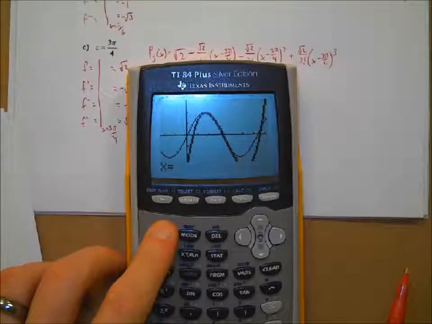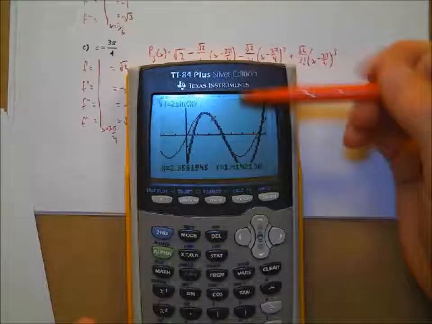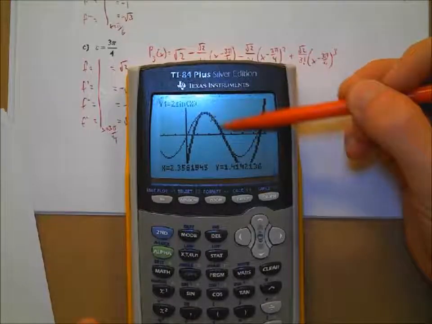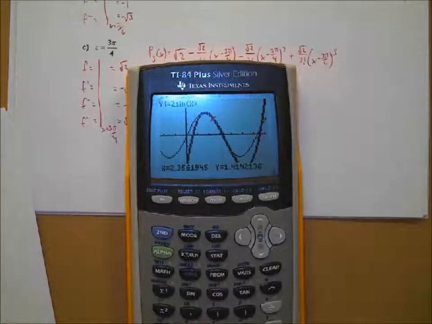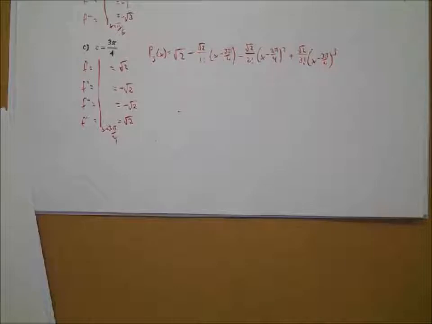So 3 pi over 4. There's that center at 3 pi over 4. And again, you can see how good of an approximation we kind of get right in there. It looks almost, again, identical to 2 sine x in that neighborhood of points. Okay? Questions on anything like that?